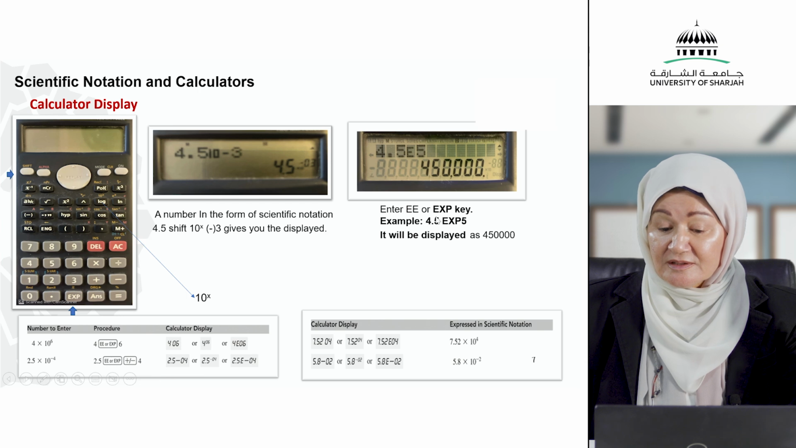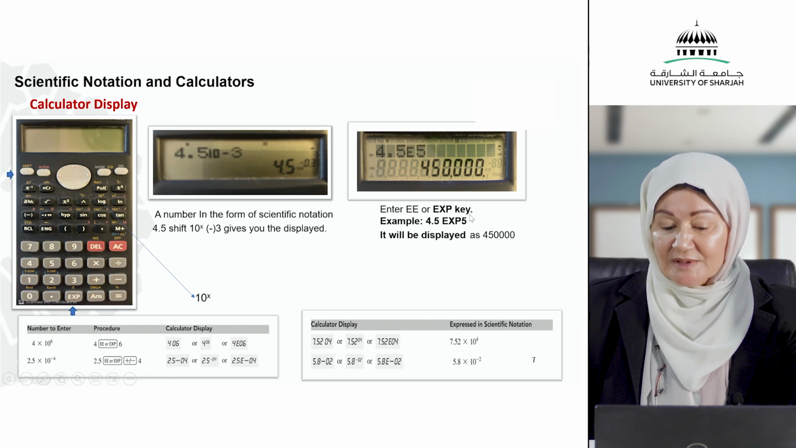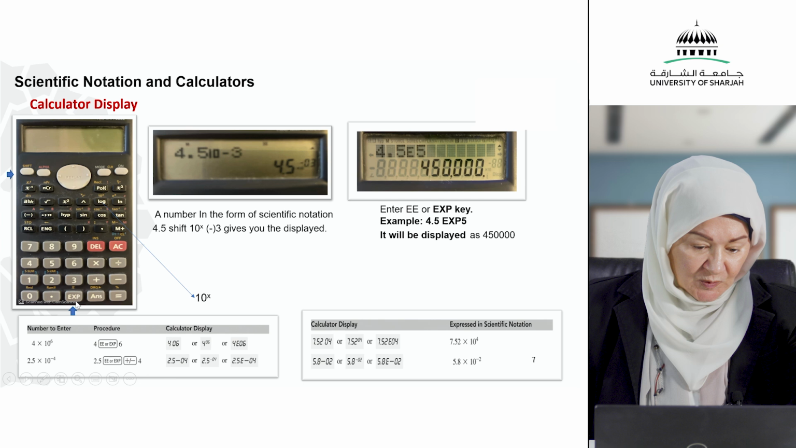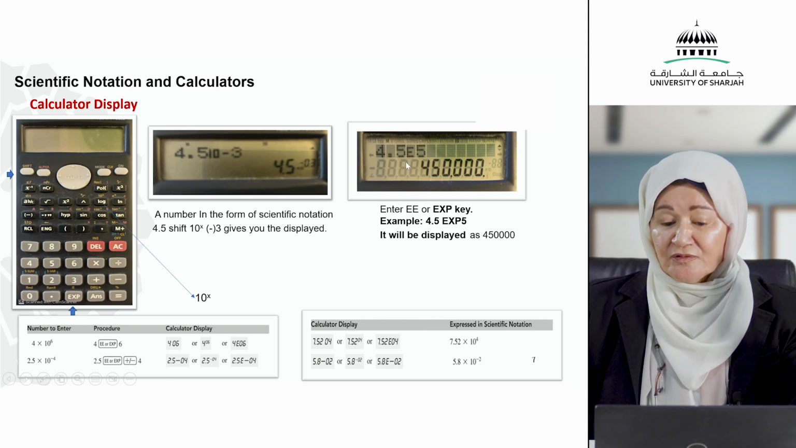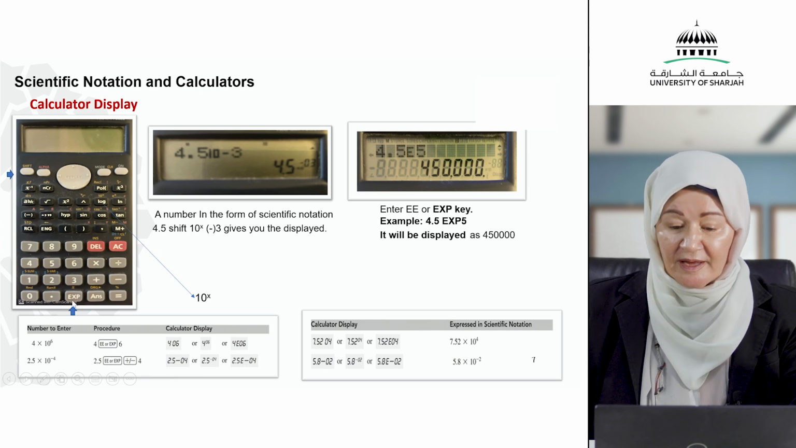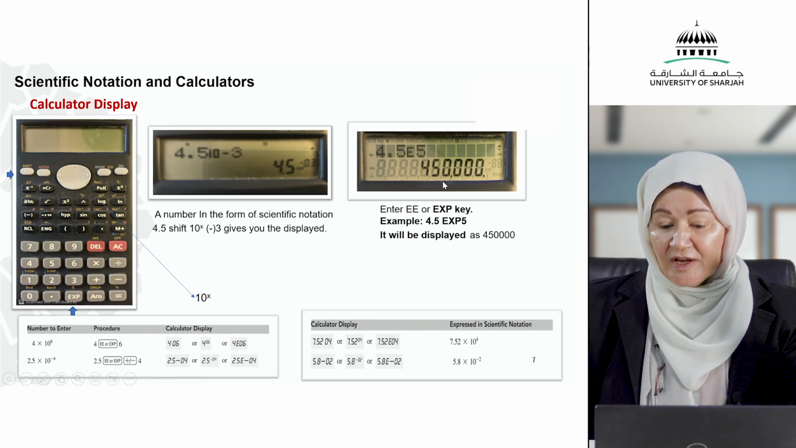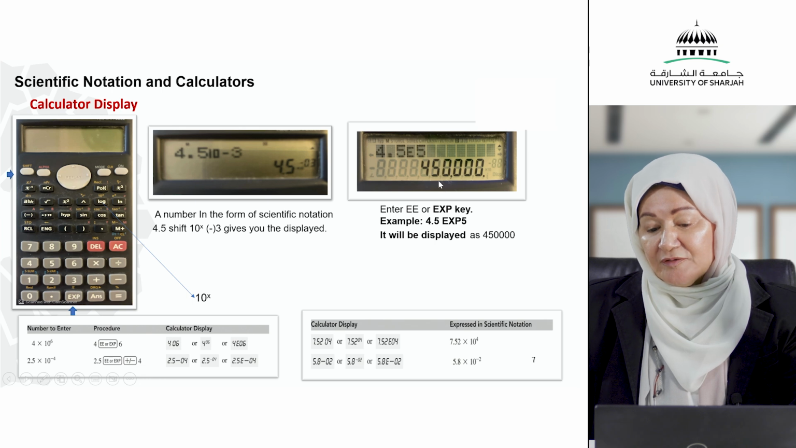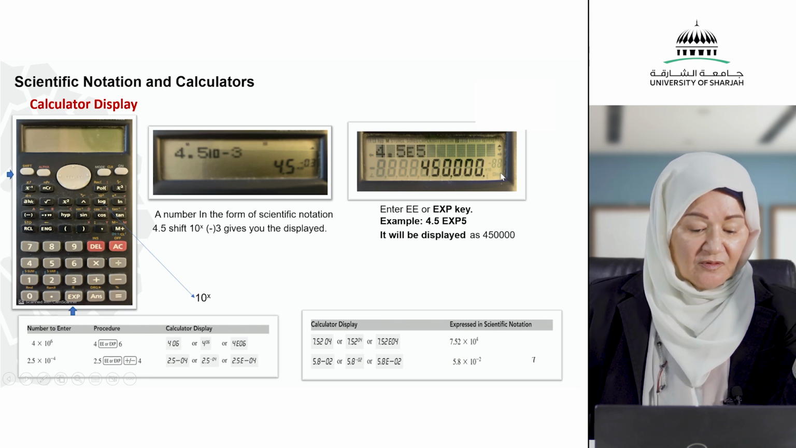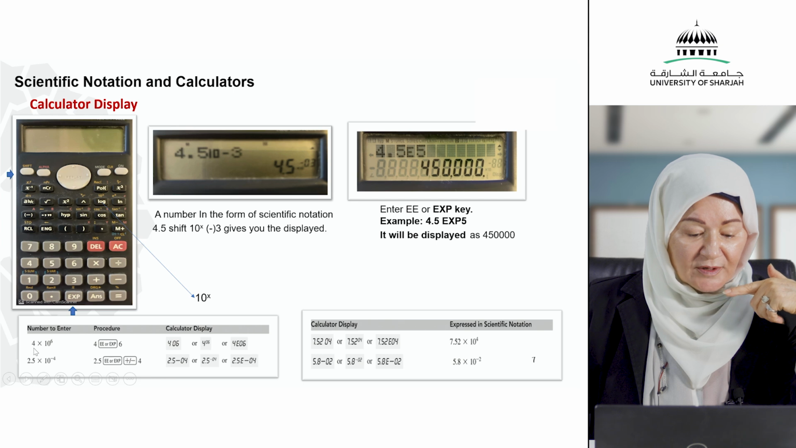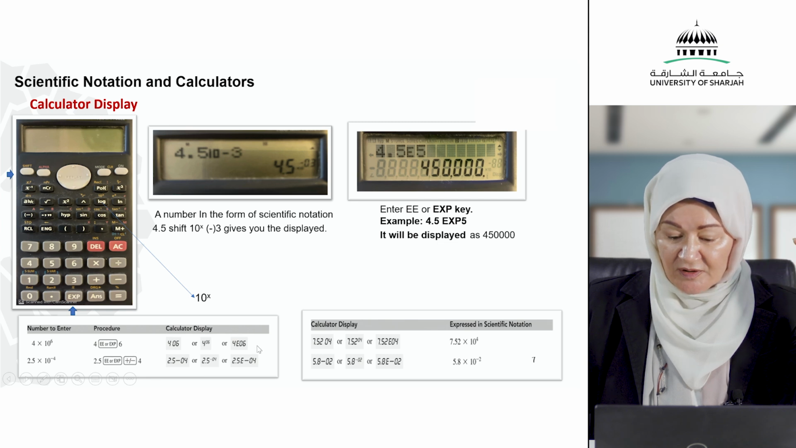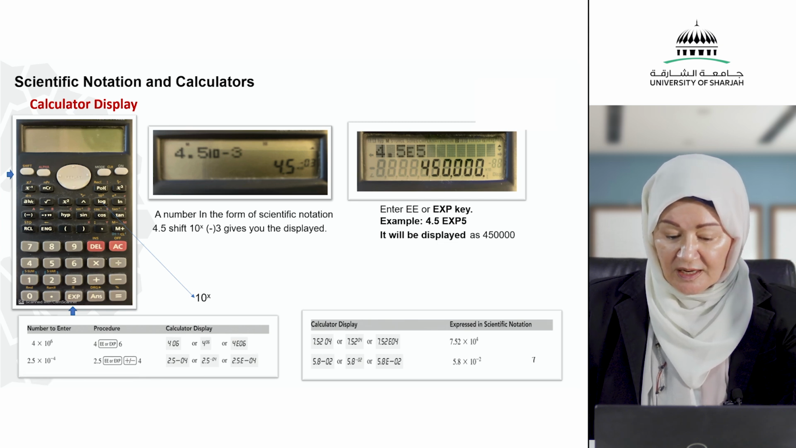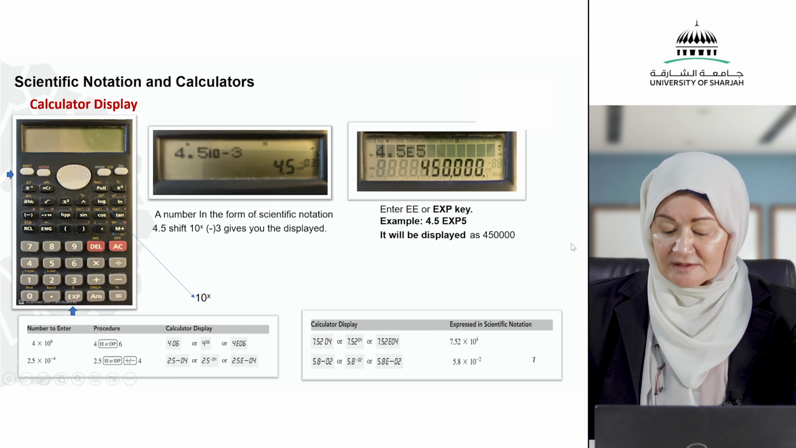If you enter the exponent key, EXP, for example 4.5 EXP 5, it gives you 450,000. Therefore, whenever I write 4 exponent 6, it gives you whatever it is in the calculator, and the same applies for the second example.